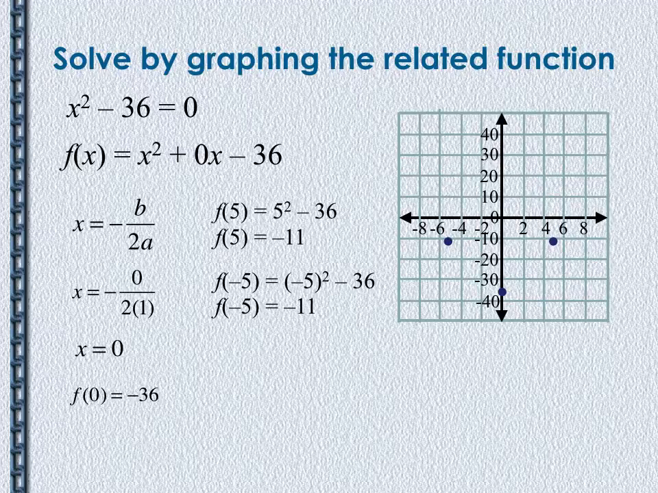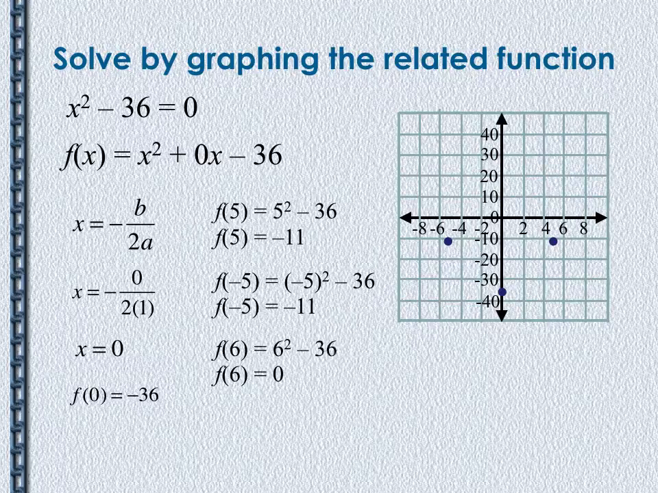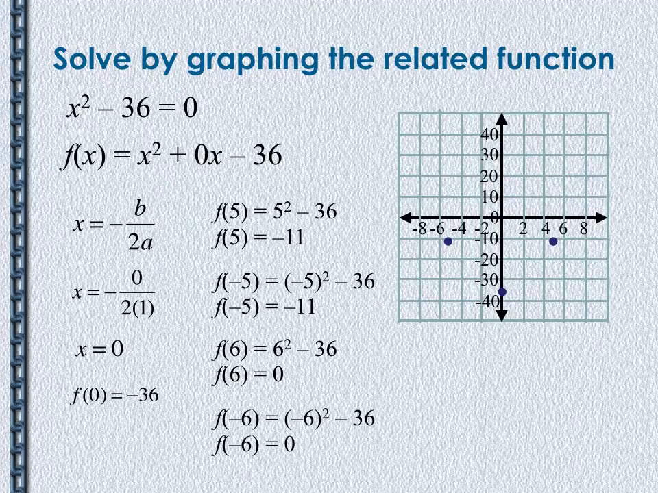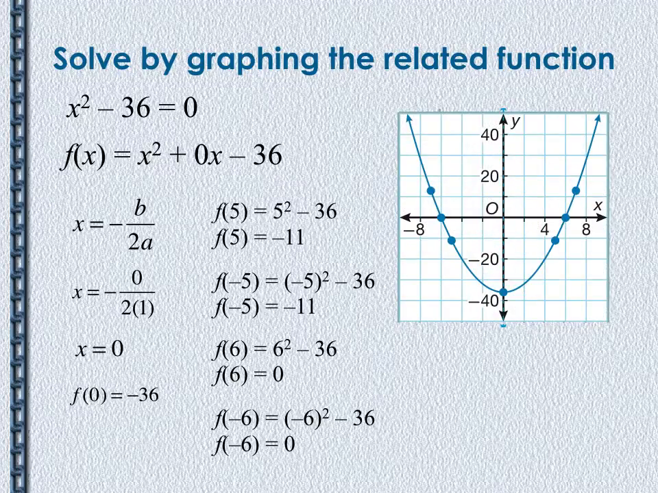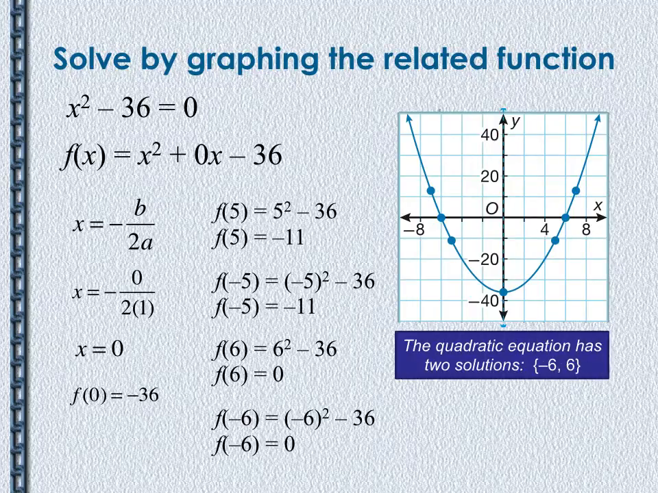Now by inspection, it may be obvious to you that 6 and negative 6 will be the roots. Those are the values that I substitute in place of x that get 0 as a y value. So when I connect these points with a smooth curve, we can see there will be two solutions for the quadratic equation. It's the places where the graph crosses the x-axis, negative 6 and 6.